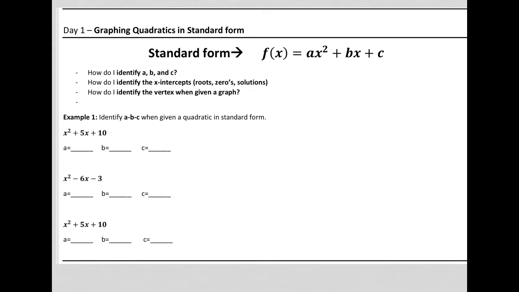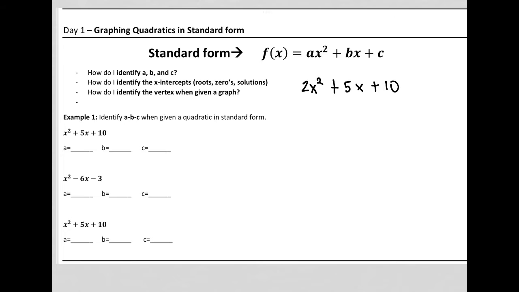All right, so I'm going to do an example out here to the side to show you how to find your A, B, and your C. All right, so if I had, let's say, 2x squared plus 5x plus, let's just say 10, okay?